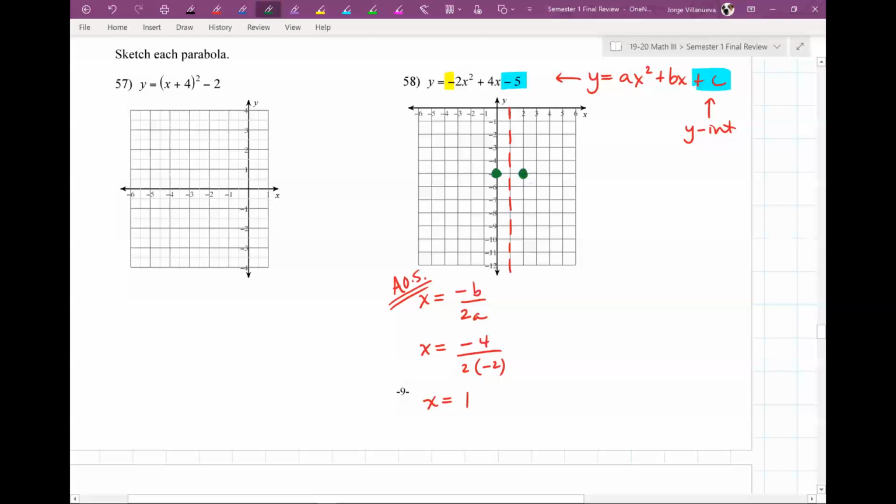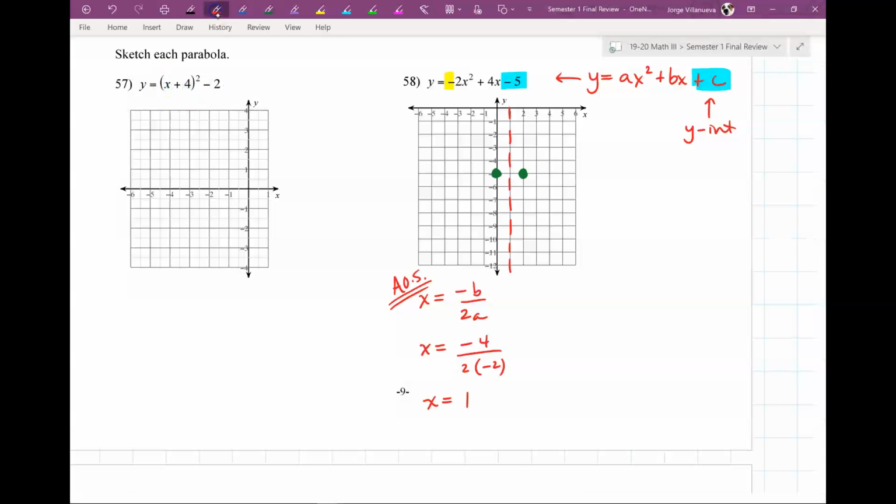Okay? Now, once I get my axis of symmetry, I've got to find my vertex. Now, number 57 is a lot easier because the vertex is given right here. It's -4, -2. That's my vertex for that one. So that's a lot easier to do. But when it's in standard form, you actually have to calculate your vertex.